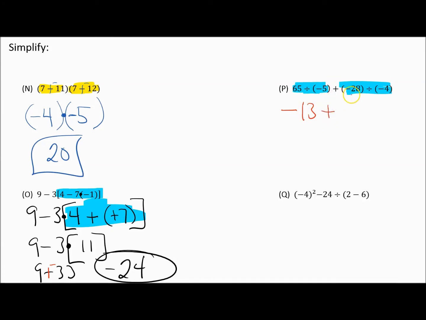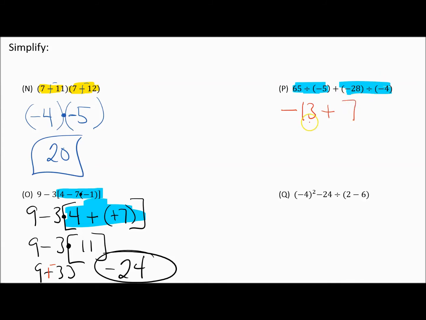Now I'm doing negative 28 divided by negative 4. Now, first of all, remember, a negative divided by a negative is a positive. Because remember, when the signs match for multiplication and division only, the answer is positive. If the signs are opposite, the answer is negative. And these signs are the same. So my answer is positive. 28 divided by 4 is 7.